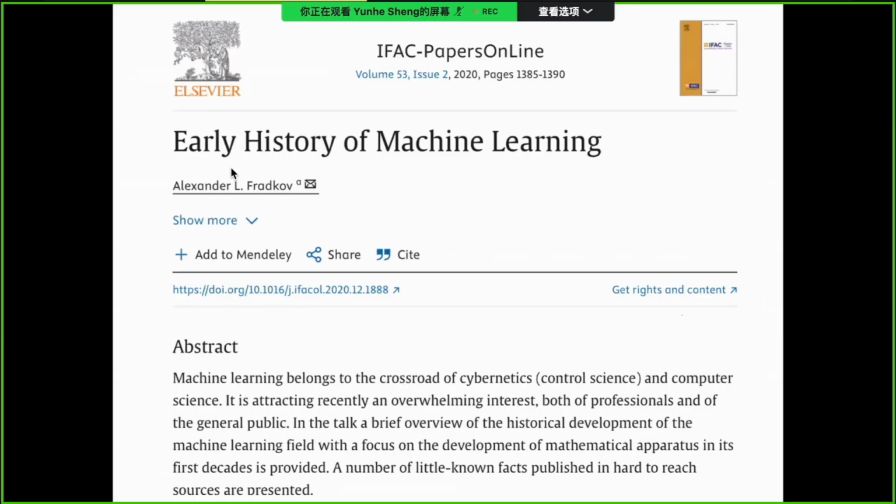So there are, of course, different perspectives on how this developed. There is, for instance, this interesting article by Professor Fradkov from the Soviet Union about the early history of machine learning. He says, and he is to some extent right, that when you look at the basic concepts being employed in modern artificial intelligence, you still see the old names, right?